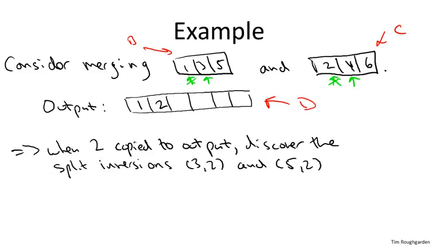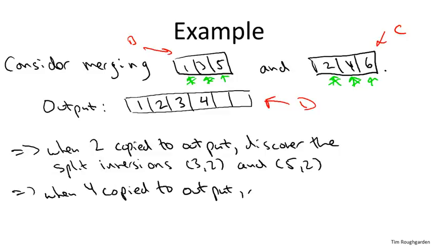So what happens next? Well, next we make a copy from the first array, and we sort of realize that nothing really interesting happens when we copy from the first array, at least with respect to split inversions. Then we copy the 4 over, and yet again we discover a split inversion, the remaining one, which is 5, 4. Again, the reason is, given that 4 was copied over before what's left in B, it's got to be smaller than it, but by virtue of being in the rightmost array, it's also got to have a bigger index, so it's got to be a split inversion.